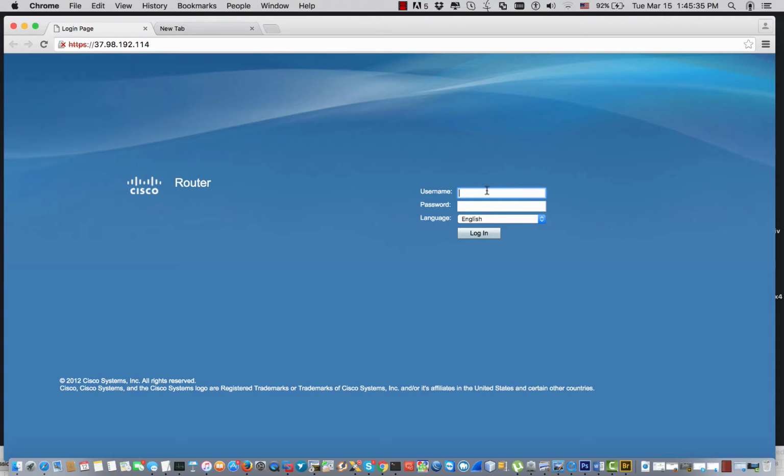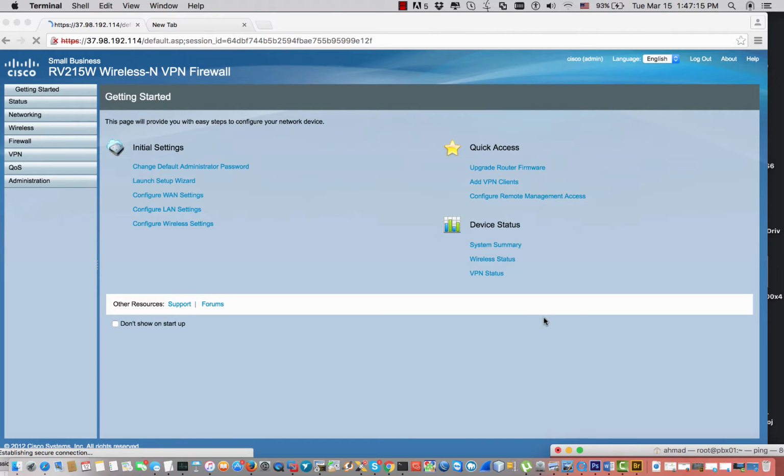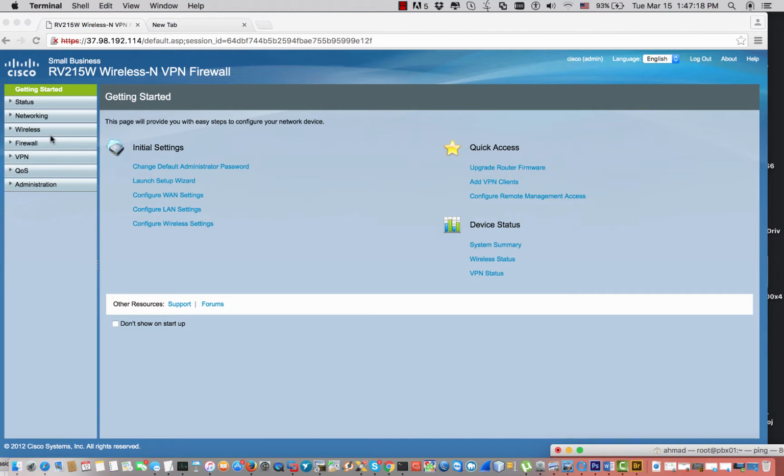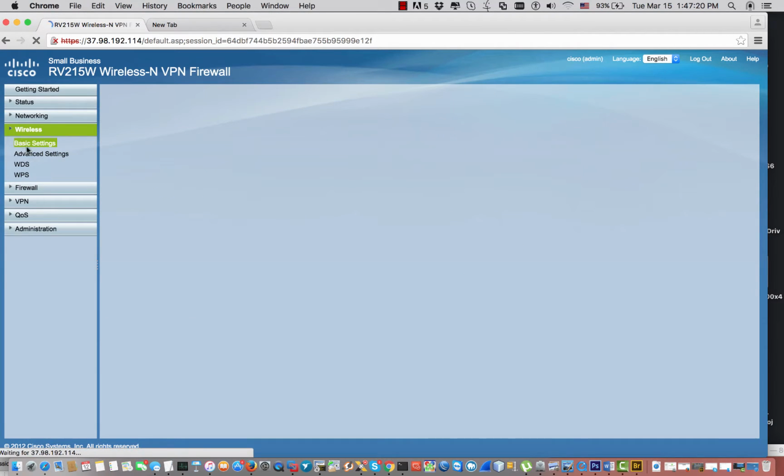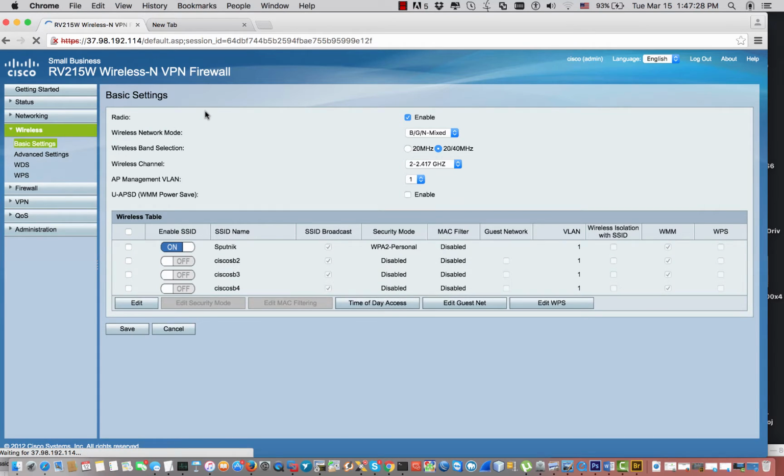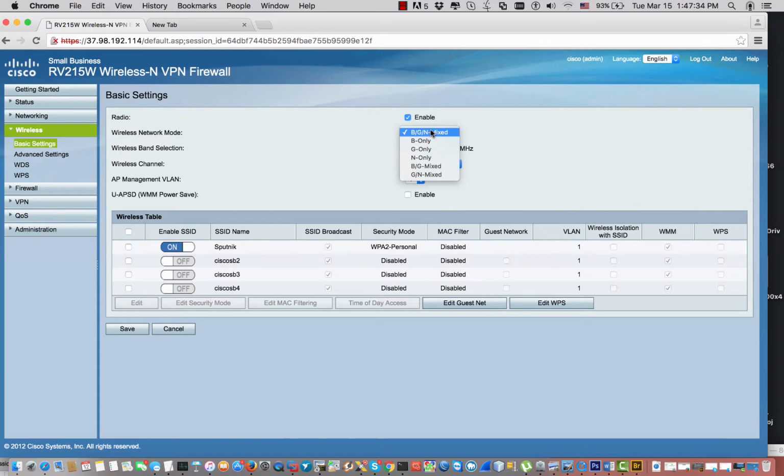So I'm going to connect to the router. I have the wireless settings, and the option is IGC. There is the wireless mode. I would recommend BGN mixed.